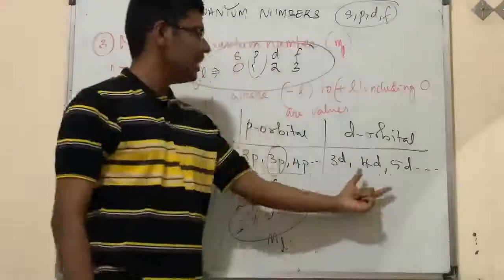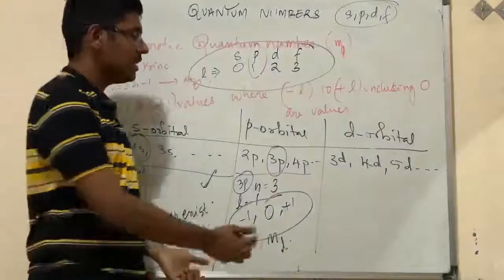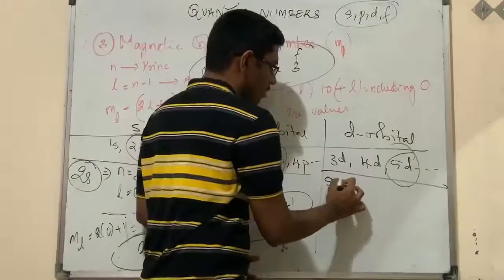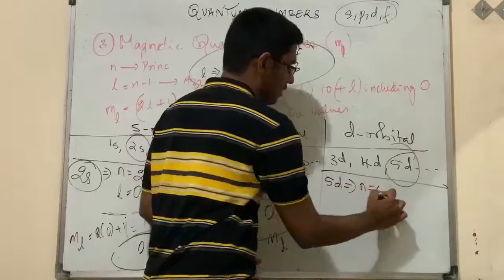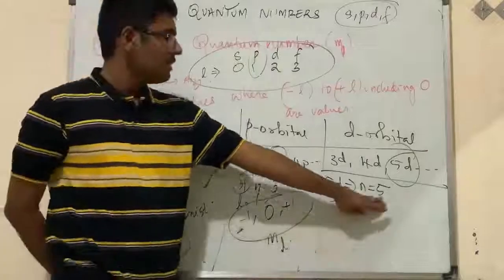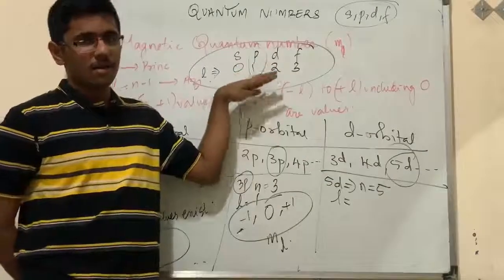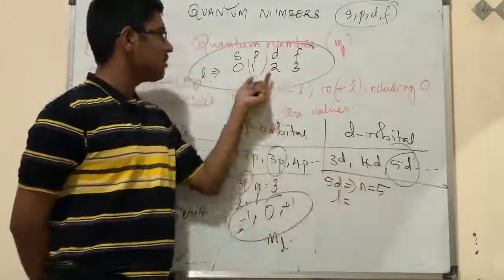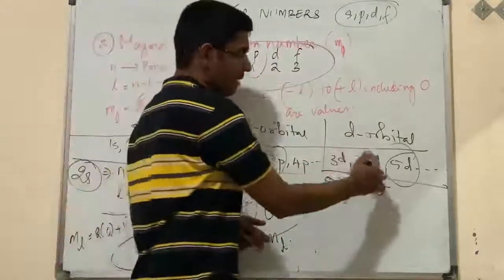3d, 4d, 5d orbitals actually exist. Suppose I choose the 5d orbital. Here n equals 5, but l equals how much? Don't do 5 minus 1, that's a mistake. Memorize these values: the azimuthal quantum number l for a 5d orbital is always 2. Any d orbital is always 2.